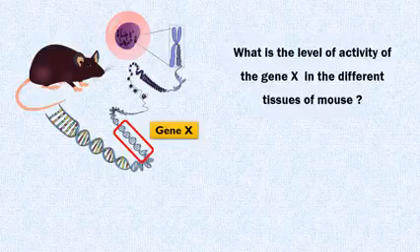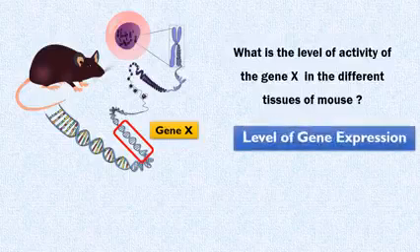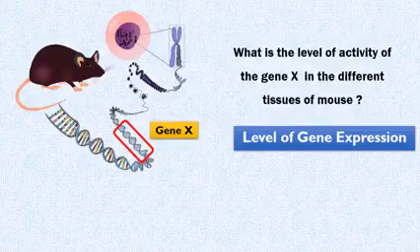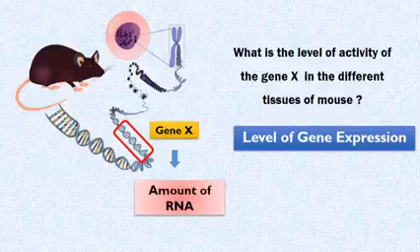By the term active I mean, at a given time, how actively this gene is transcribed. In biological vocabulary, we want to study the level of gene expression in each case. The level of gene expression can be easily determined if we find out the amount of RNA transcribed from gene X in each tissue.